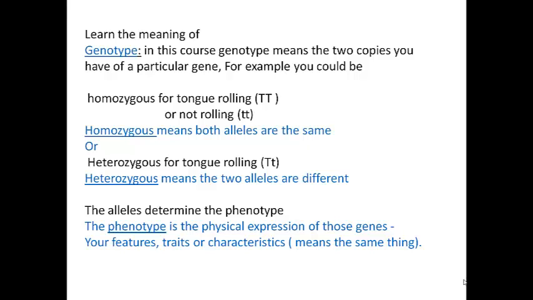It's the alleles that determine the phenotype. Your phenotype is what you see in the organism because they have their genes. The features or the traits or the characteristics means the same thing, so it's the hair colour, the eye colour, the height. That's what phenotype is.